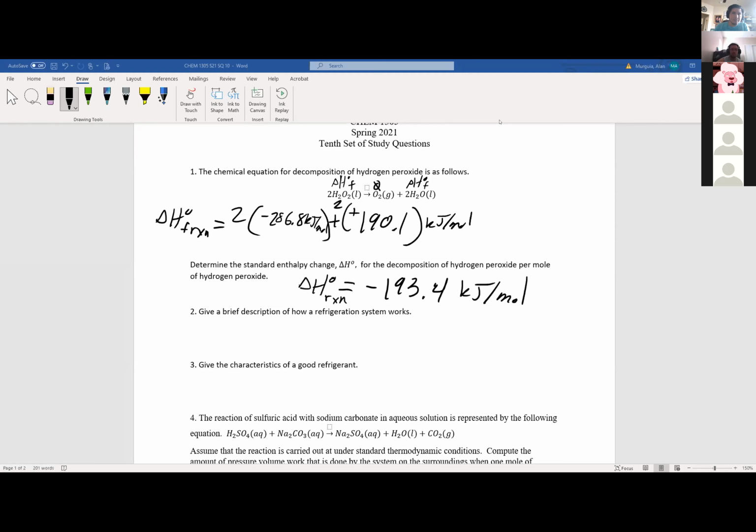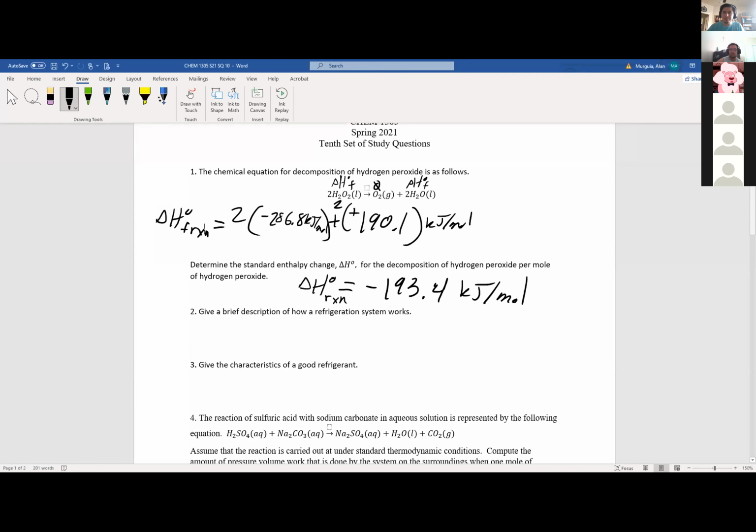Let's see, divide by 2. No, we wouldn't divide by 2. We would have to multiply by 2, because since we have 2 moles of our hydrogen peroxide, we need to represent this by multiplying the energy by 2. Same thing with the water. Let's move forward, because what's important is that you know the process, not the exact values, because those you will be given.